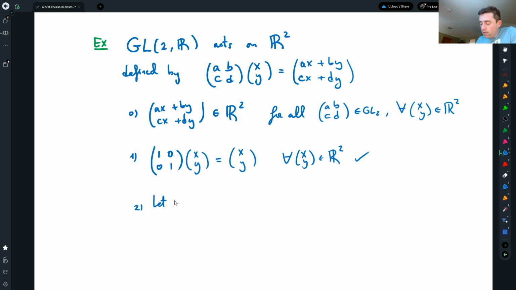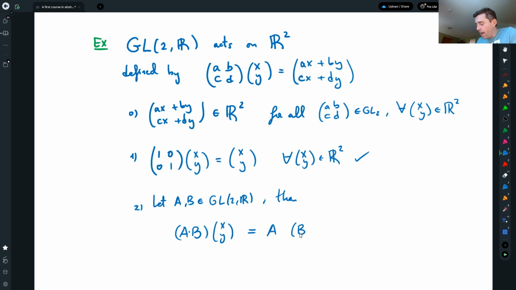So let A and B be in GL2R. Then I want to show that if I multiply two matrices and then act on (x, y), that should be the same as if I first act with B on (x, y) and then act with A. Why is this true? This is true because of the way matrix multiplication is actually defined. The multiplication of two matrices is precisely defined so that this happens.